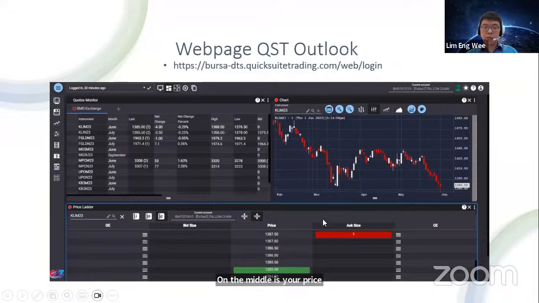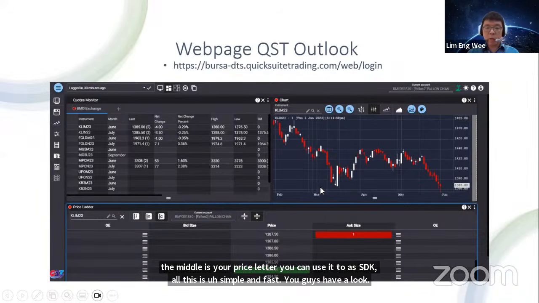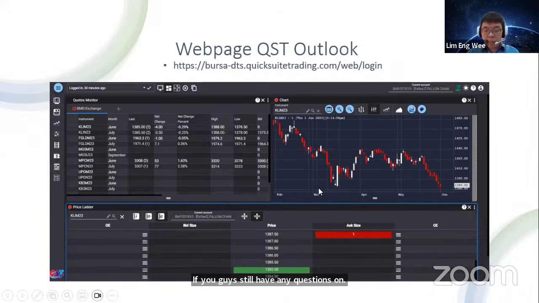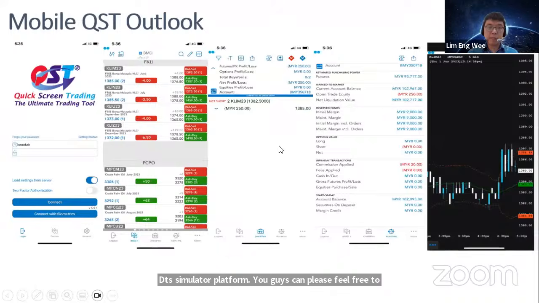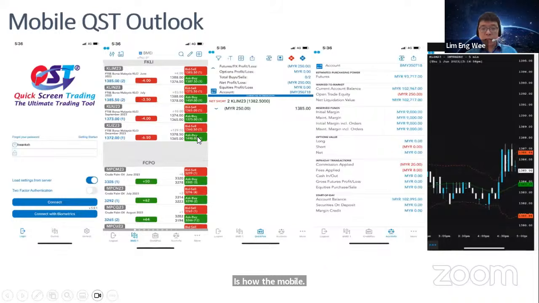If you guys still have any questions on how to utilize the DTS simulator platform, please feel free to contact us. This is how the mobile DTS app looks like.